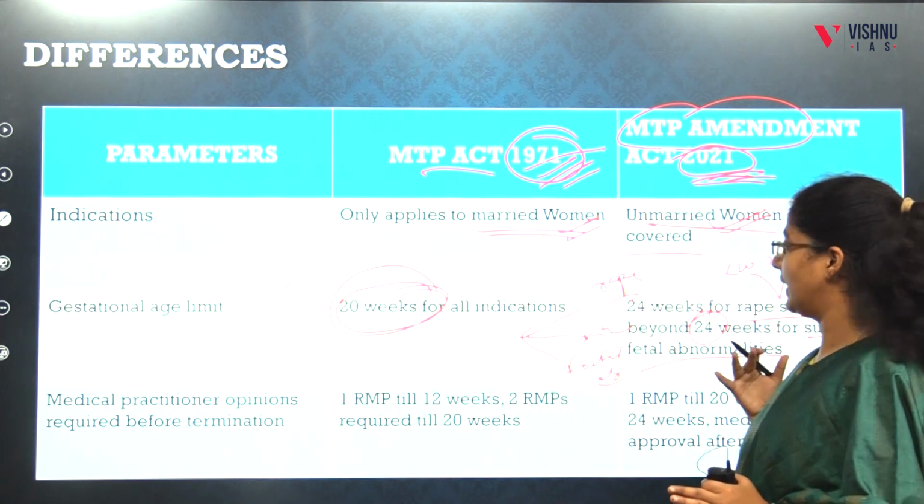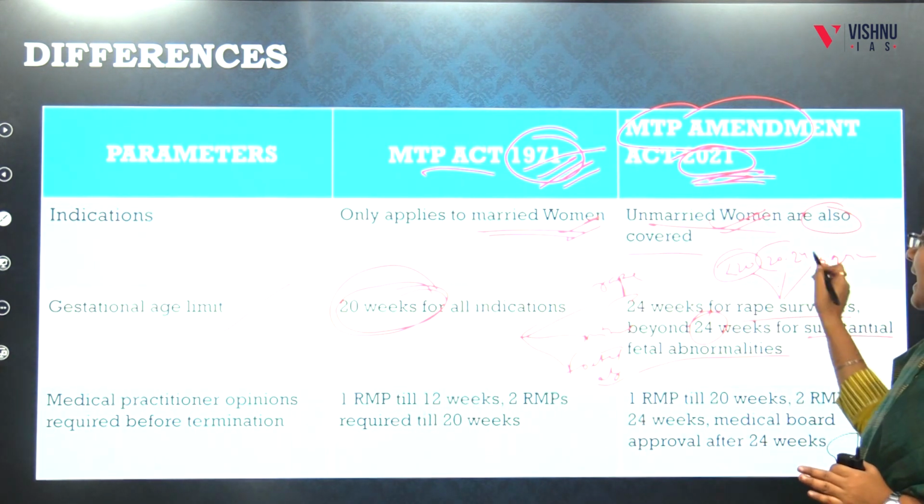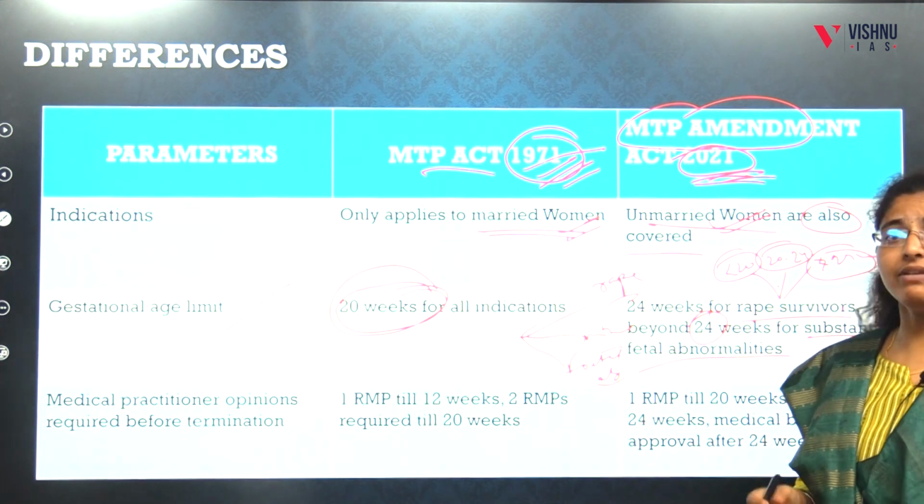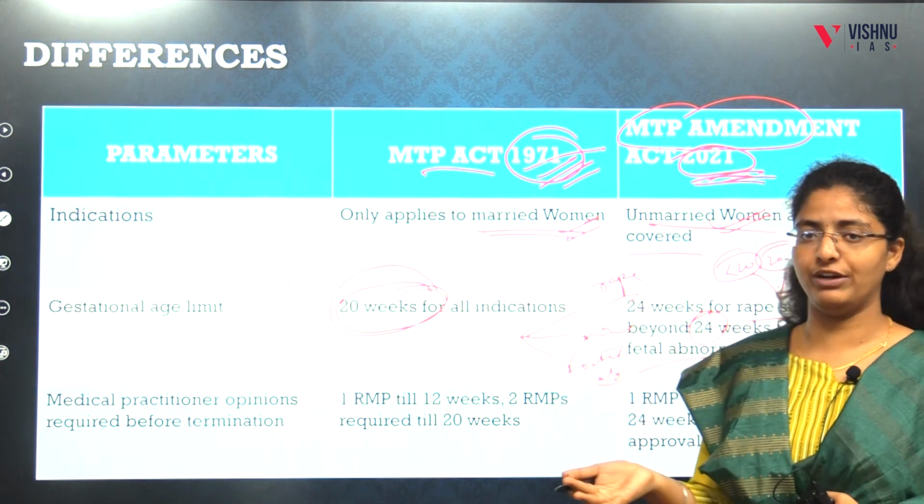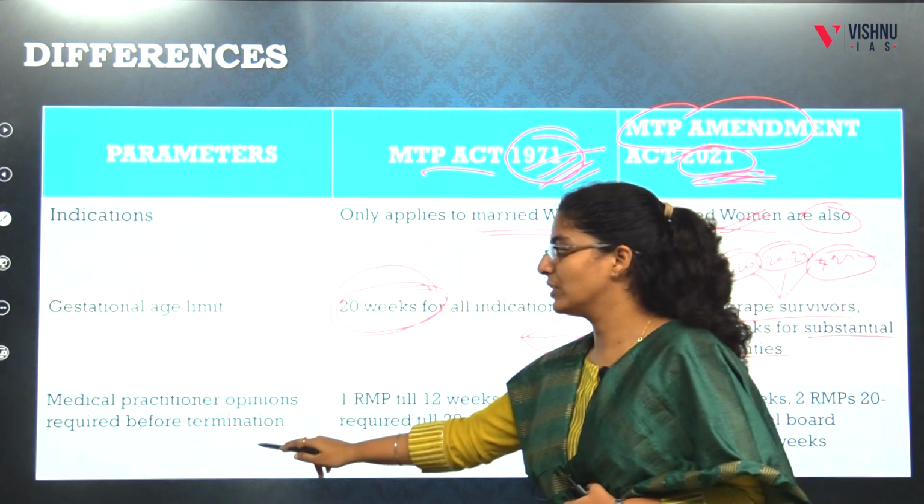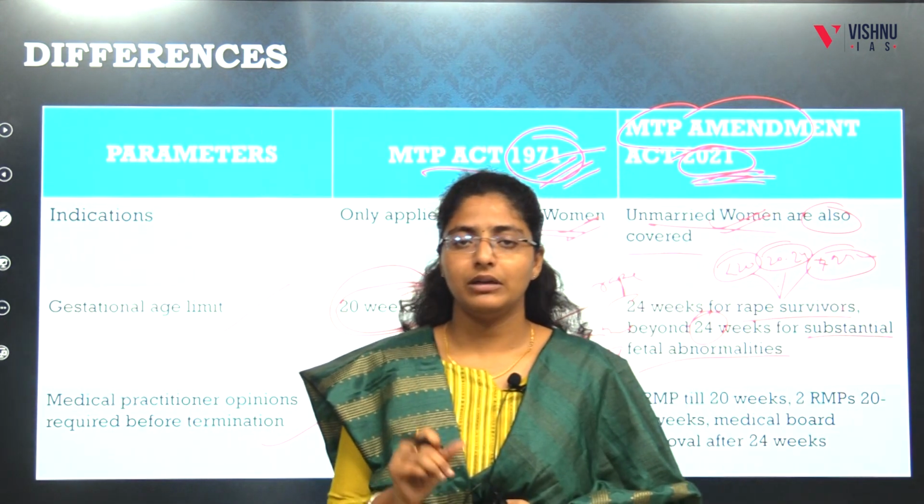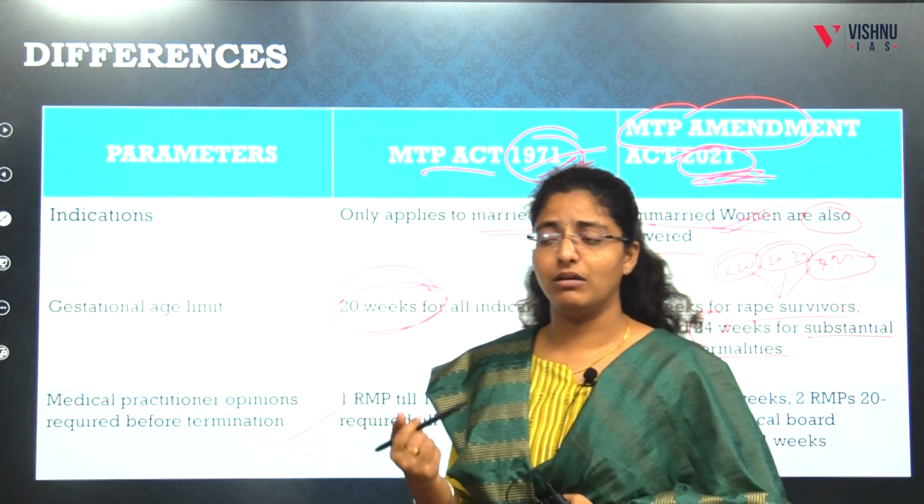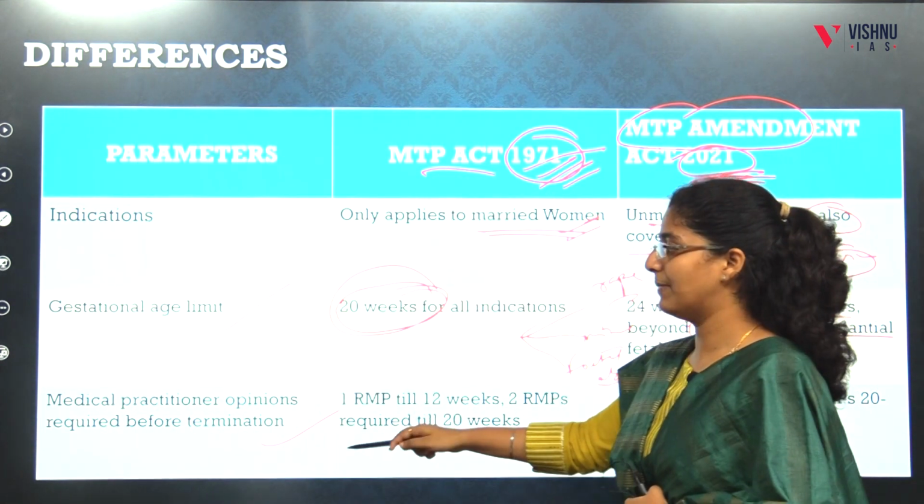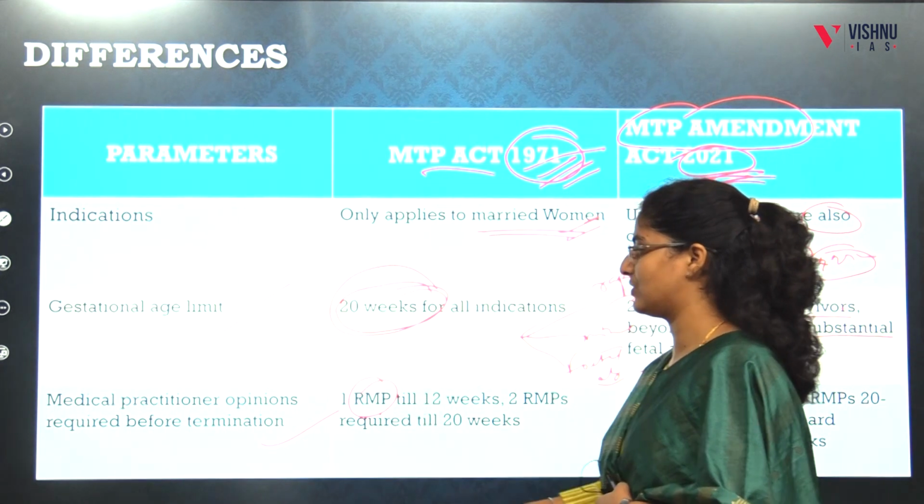While coming to 2021, they have divided it into three categories: before 20 weeks, 20 to 24 weeks, and above 24 weeks. Here, medical practitioners' opinions are required for termination. In order to abort, a woman should take permission of a registered medical practitioner.